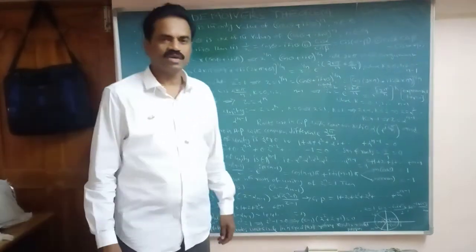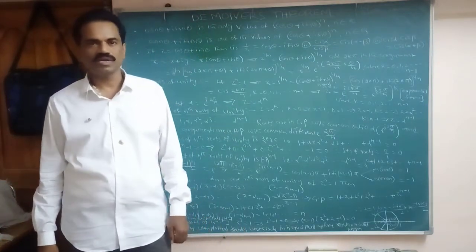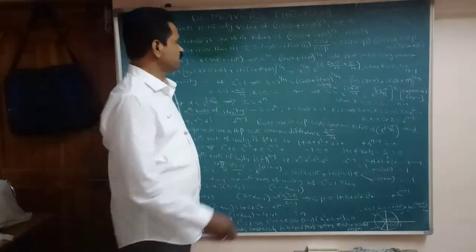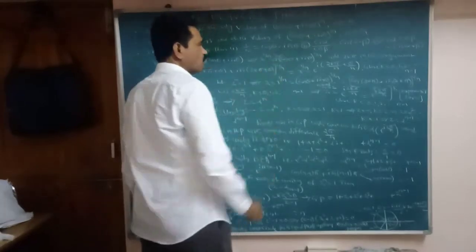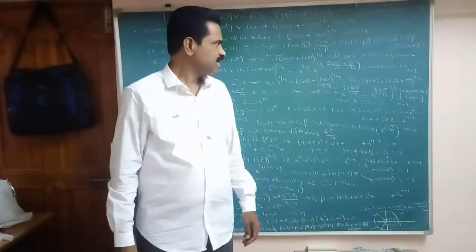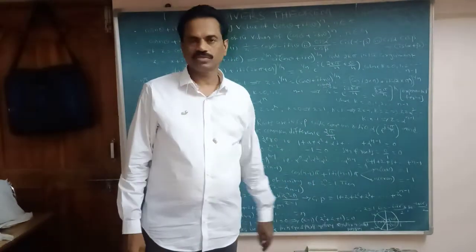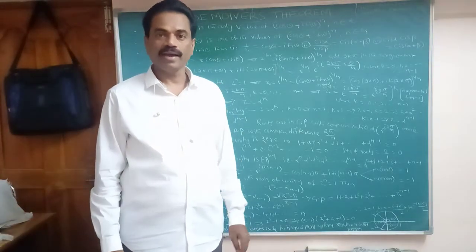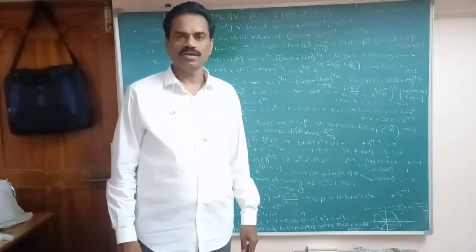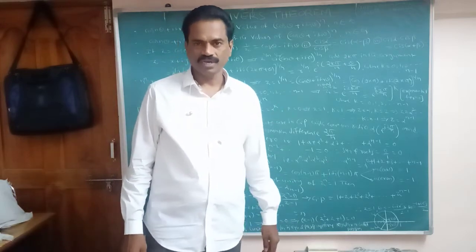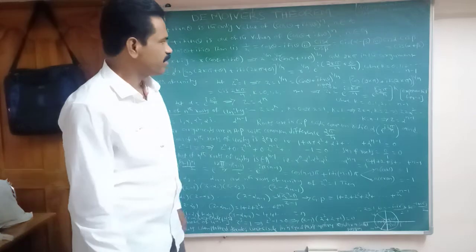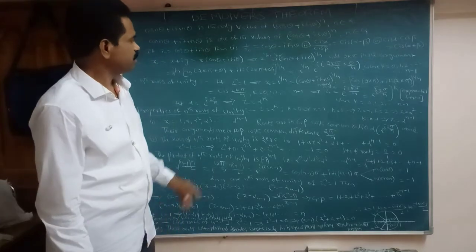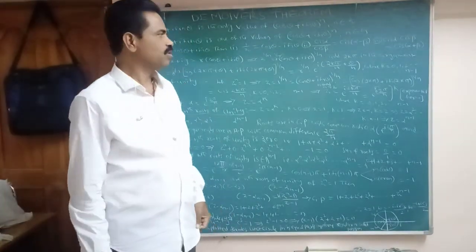Here z = x + iy. We know the polar form r(cos θ + i sin θ), then z^(1/n) is r^(1/n) (cos θ + i sin θ) whole power 1/n. For getting all n values, the first step is adding 2kπ to the argument. What is the argument here? Theta. So adding 2kπ, we get (2kπ + θ) whole power 1/n, which equals r^(1/n) (cos (2kπ + θ) + i sin (2kπ + θ)) whole power 1/n.